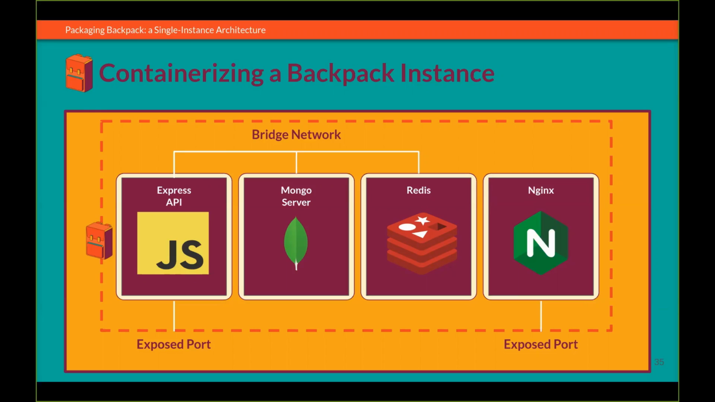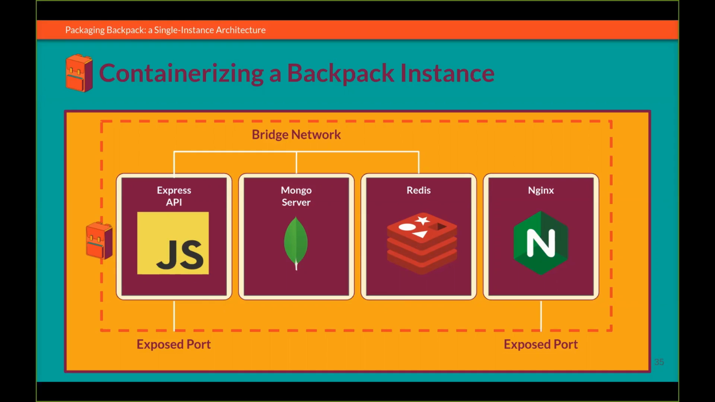And then in addition, we have an Nginx web server that's kind of off on its own that handles front-end hosting. So each of these is a process. Each of these needs to run in its own container, which means a single Backpack instance requires at minimum 4 containers. So here you can see the single Backpack instance is sort of noted by the dotted lines, which is a thing we're going to use throughout the rest of the presentation.